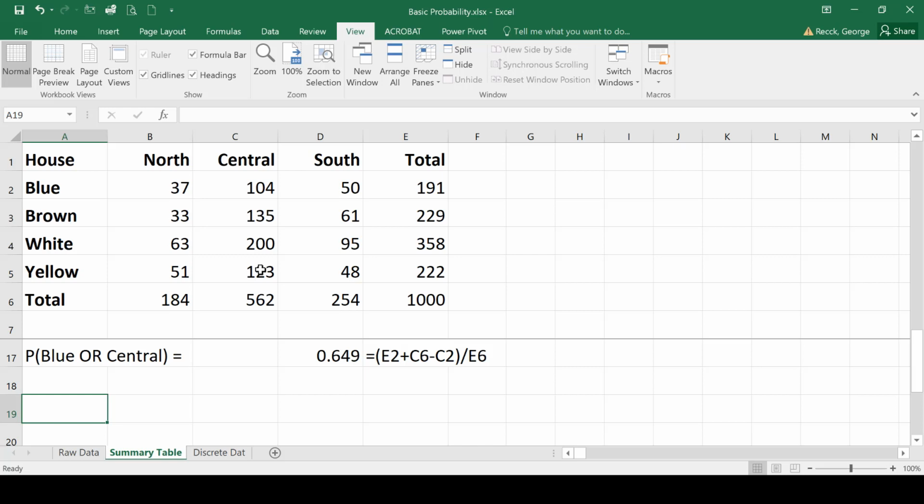Our next set of probabilities are called conditional. So we first ask the question, what is the probability that a house is brown given that it's in the north region?